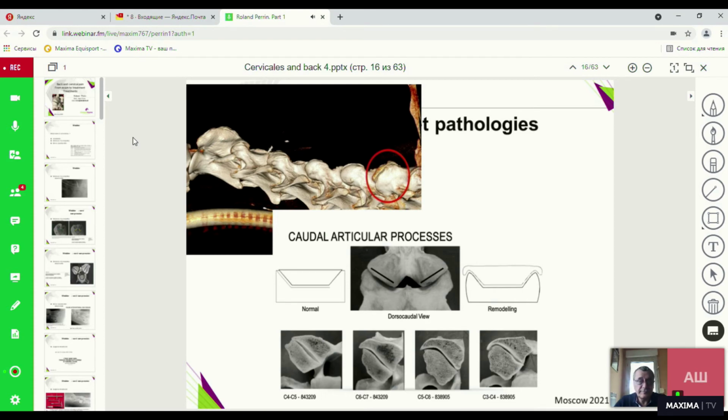And you can see, you can have some osteophytes too.